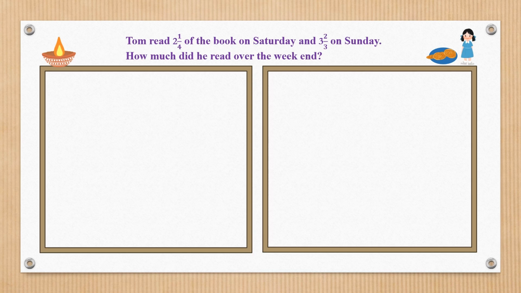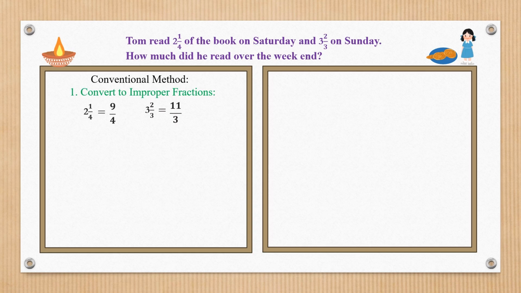Here is a third question. Tom read 2 1/4 of the book on Saturday and 3 2/3 on Sunday. How much did he read over the weekend? So as before, let us do it by both methods, conventional method and shortcut method. Now, how much did he read over the weekend? That means you have to find out the total. So convert as before to improper fractions.